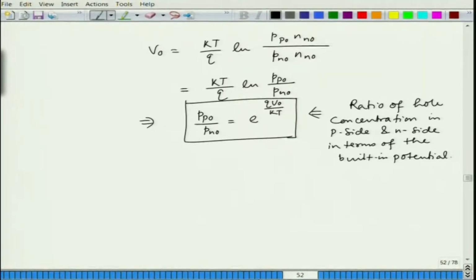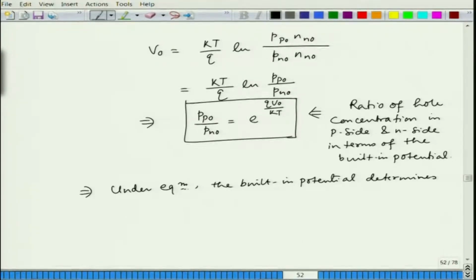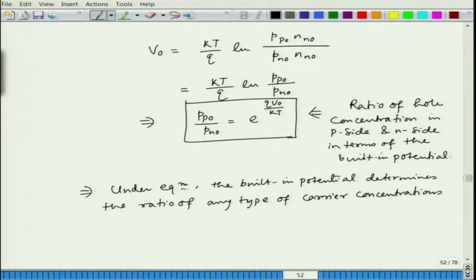Okay, got it? So, what we can write, that under equilibrium the built-in potential determines the ratio of any type of carrier concentration in the majority side and minority side. What do we mean by majority side? Because hole is the majority in the P side and it is minority in the N side. So, that ratio is given in terms of the built-in potential.